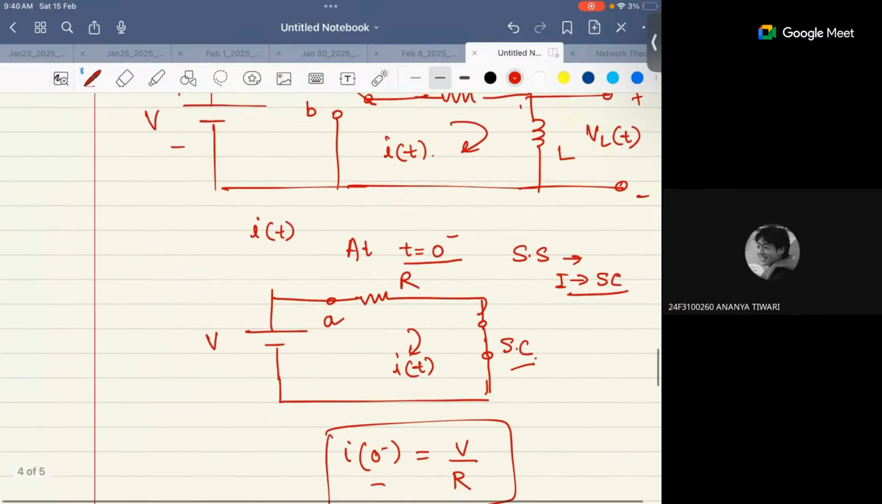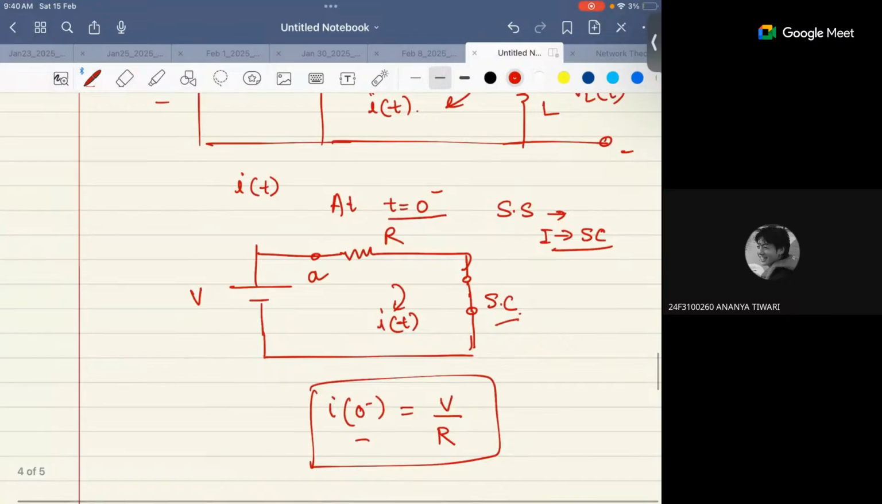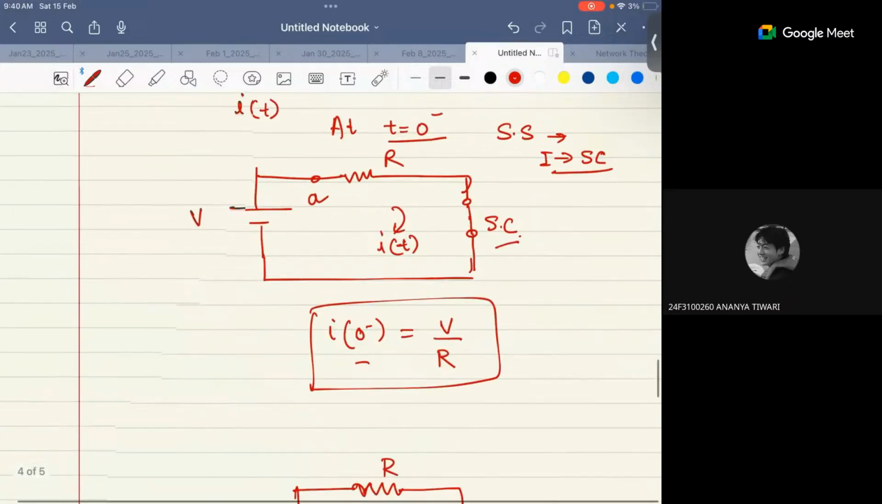So as we have calculated the current at 0 minus, what will you do? You just think of this as also one of the steady states only. At the steady state you can directly change the inductor to a short circuit, and you can calculate the current through that wire or circuit where the inductor was present. So that will be the current.